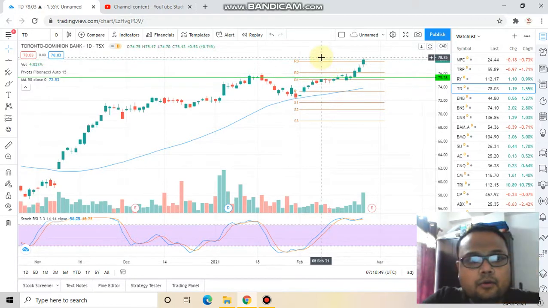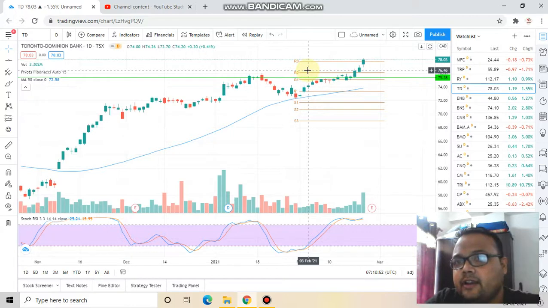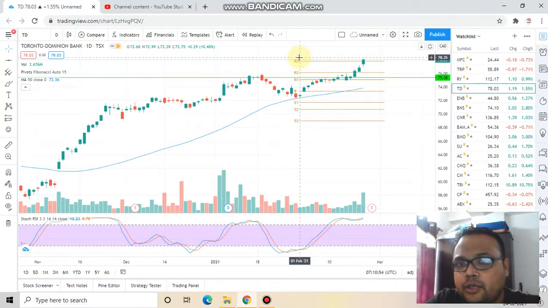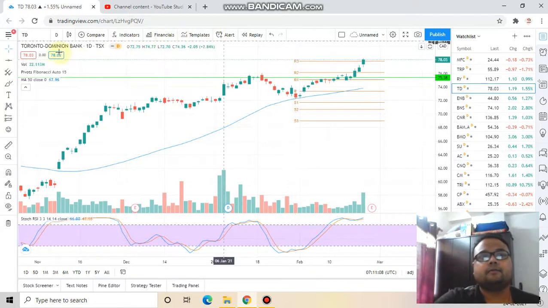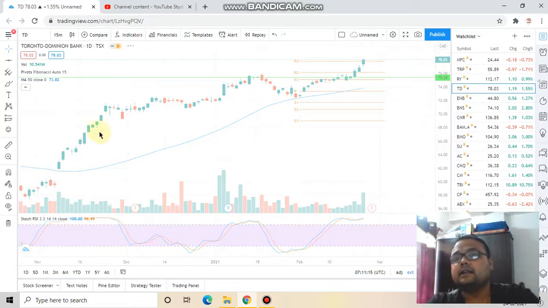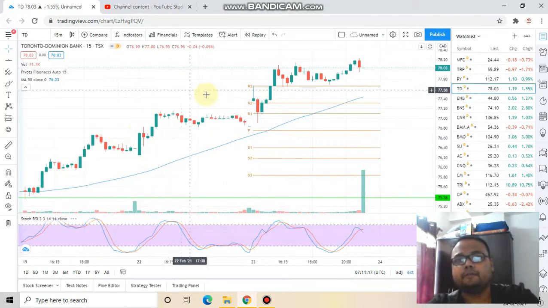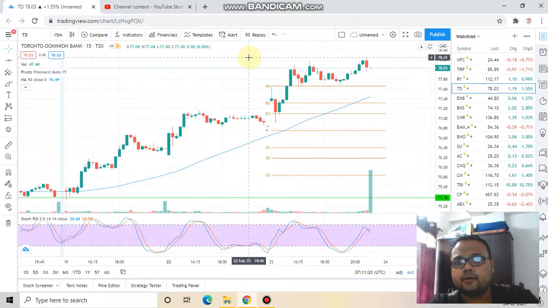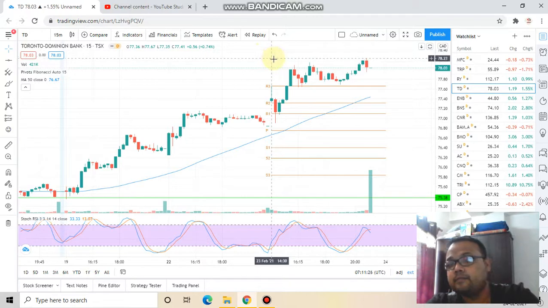Okay, so for TD, right now TD is trading at 78.03, and so you need to buy TD at 78.35. Okay, if the stock opens between 77 and 78, you do not need to trade. Okay, you do not need to trade. You simply go ahead and place the buy order if it crosses the level of 78.35 only, not before that. Okay, that means if it crosses the previous day's high, then only go ahead and buy, otherwise no.